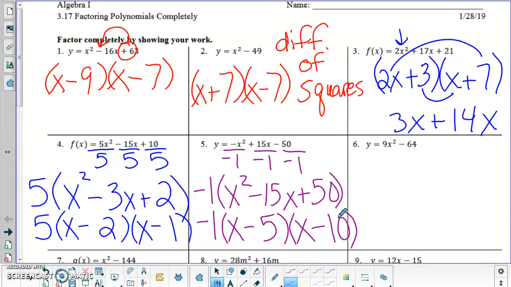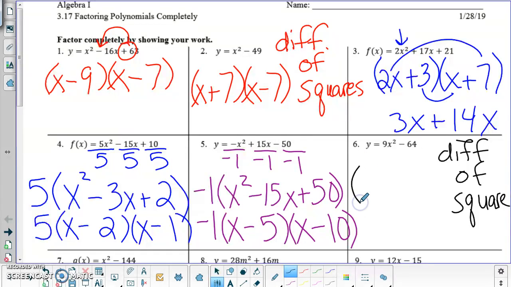Okay, number 6 is a tricky one because it's a difference of two squares. So let's write that down. I know 9 is a square number and 64 is a square number. And there is a minus sign. So I'm going to set it up, parenthesis times parenthesis. The square root of 9 is 3. So 3x, plus, minus. And the square root of 64 is 8. So 3x plus 8, 3x minus 8.